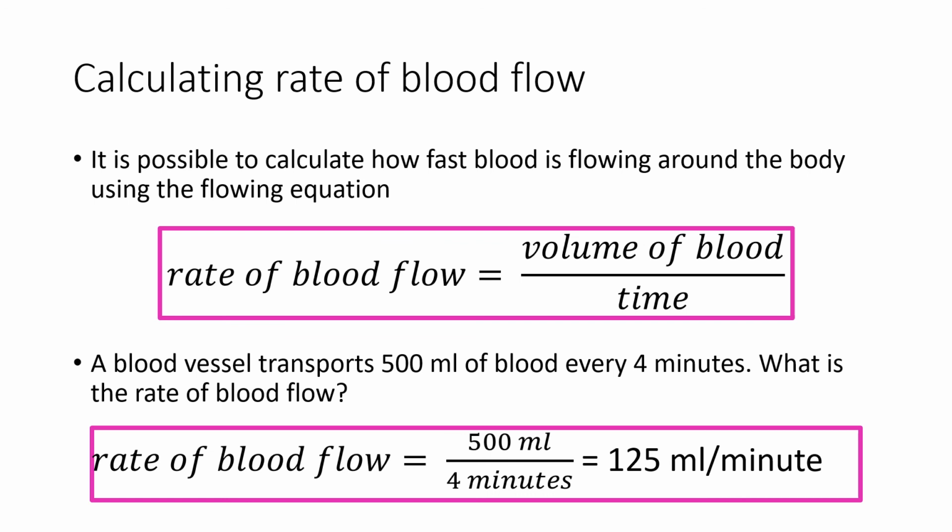For example, if there are 500 mils of blood every 4 minutes, we take the 500 milliliters and we divide it by the 4 minutes, which gives us a value of 125. Most important is we have to include the units. So the units are the volume per unit of time. In this case, the volume's in milliliters. The unit of time is minutes, so the units become milliliters per minute.